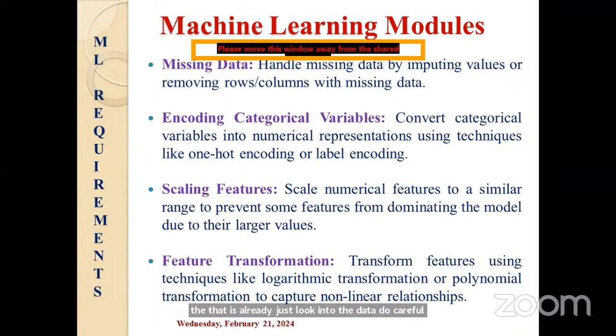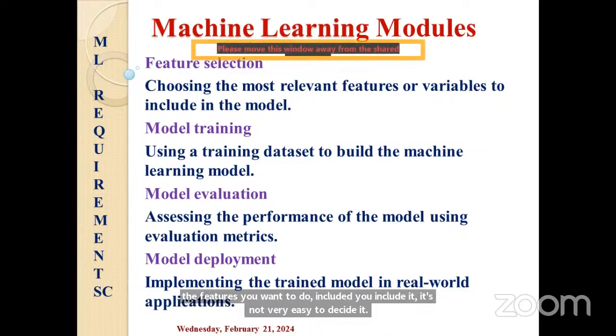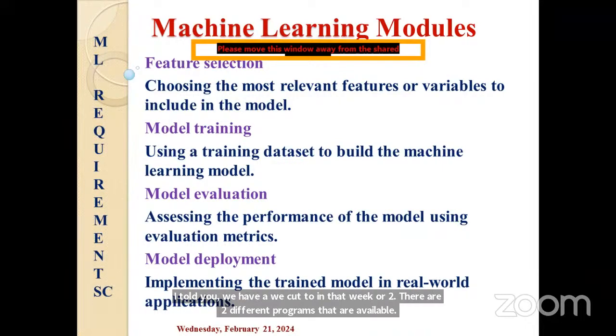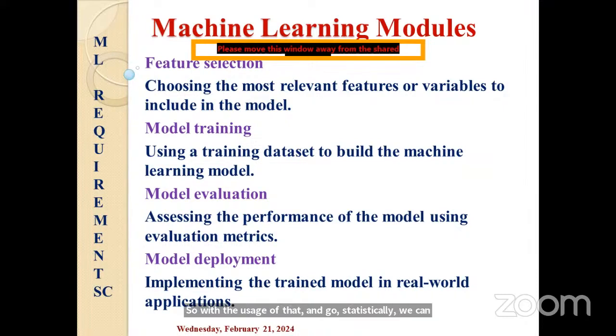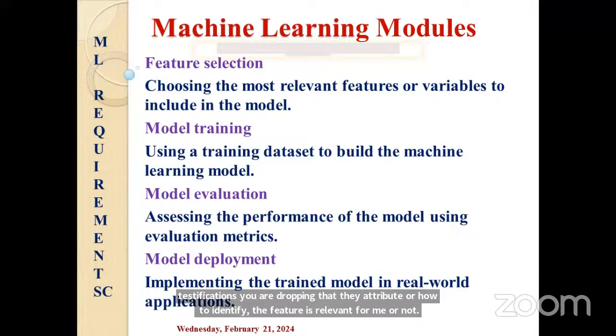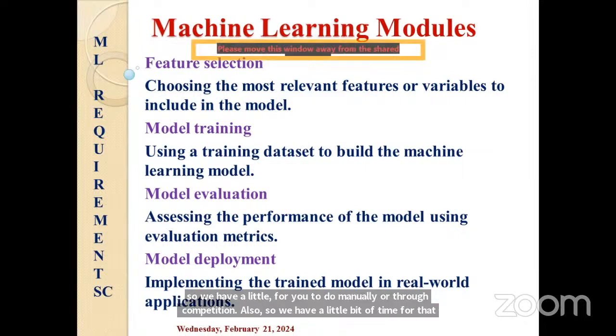So when we are doing machine learning model building, the first part is pre-processing. The next thing is feature selection. Now I've got a certain number of features. Whichever features you want, you include them, otherwise you exclude them. It's not very easy to decide. As I told you, we have the Weka tool. In that Weka tool, there are beautiful algorithms available. With the usage of those algorithms, statistically we can decide. I cannot drop an attribute as such. On what justification are you dropping that attribute, or how do you identify whether the feature is relevant for me or not? It is very tedious to do manually or through computation also. So we have inbuilt algorithms available for that. Ranking algorithms are there, and searching algorithms are available in order to identify which feature is needed or not.